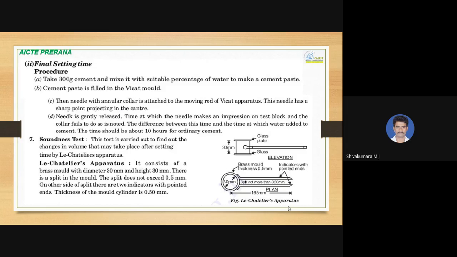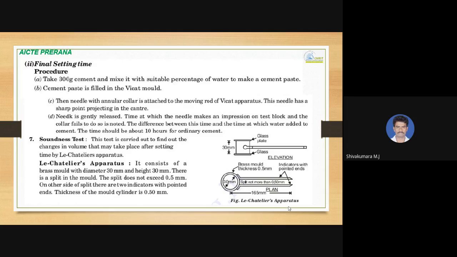And then final setting time. This is the time elapsed between the moment at which water is added to the cement to the moment at which cement completely lost its plasticity. That is called final setting time. So in place of the initial setting time needle, the final setting time needle should be placed.